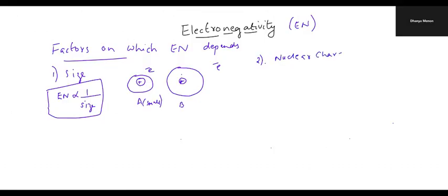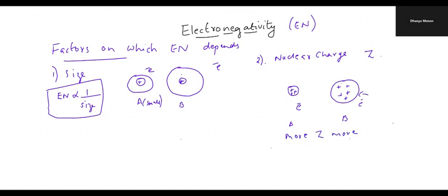Nuclear charge, the number of protons, I represent it as Z. Suppose I have an atom with few positive charges, and another atom with many positive charges. Now, who will attract the electron, A atom or B atom? Here, B atom will attract the electrons more, right? So the more the nuclear charge, the more the electronegativity.